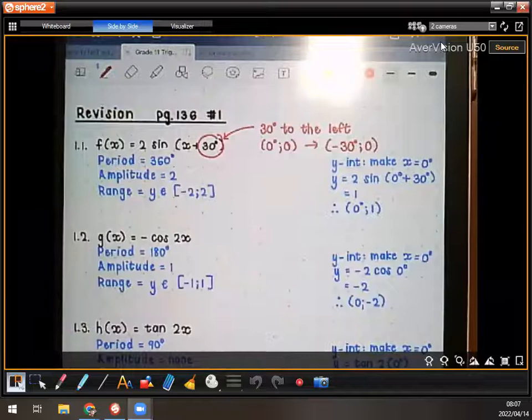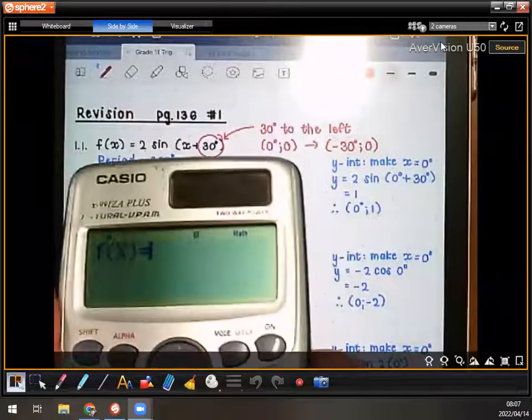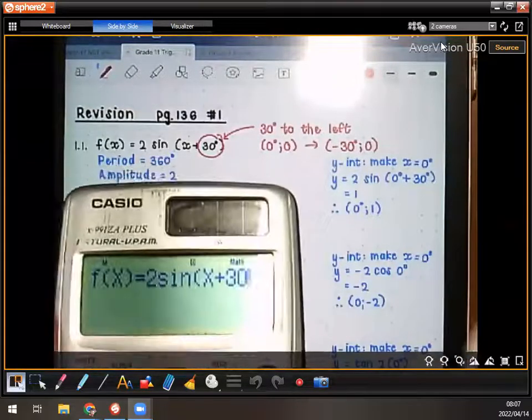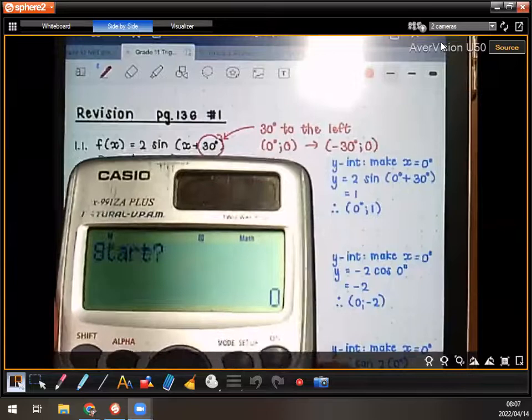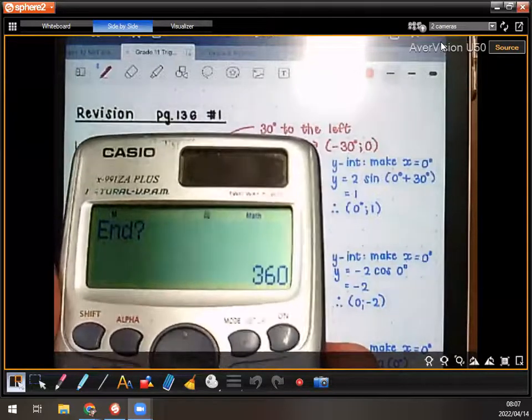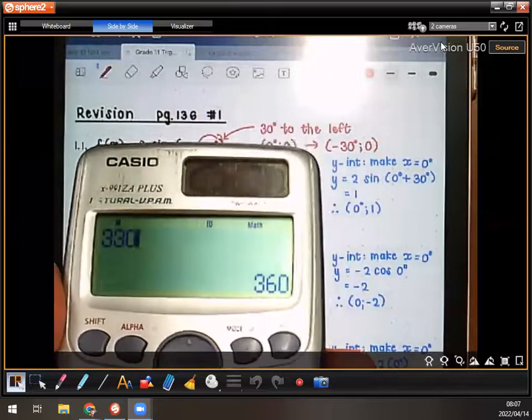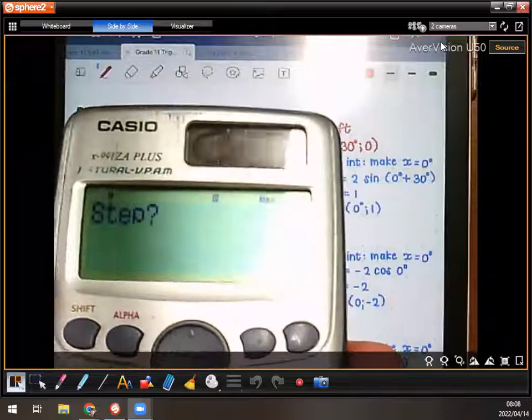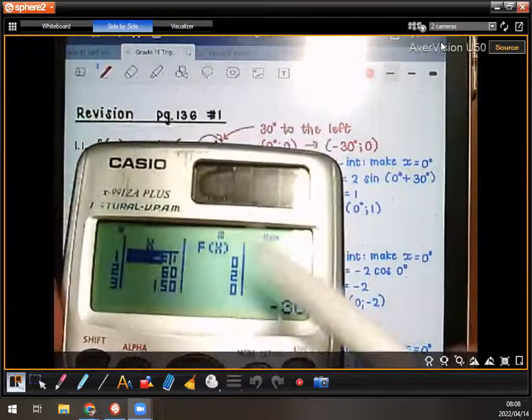350, or you can go to 351. Yeah, but 350 would then be 1 period. Okay, so let's do 2 sine x plus 30 degrees again. All right, now for my start, I'm putting in negative 50. Okay, and for my end now, we can keep it as 360 or we can do 350 so that it's just 1 period. Step is 90 still. There we go.